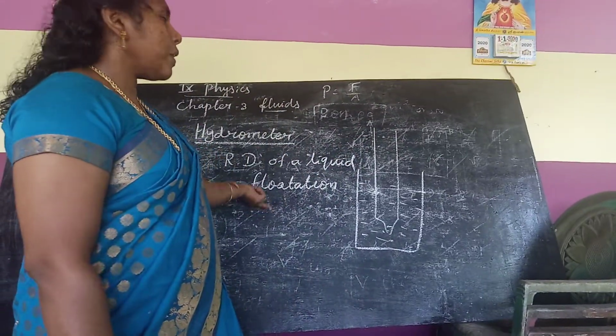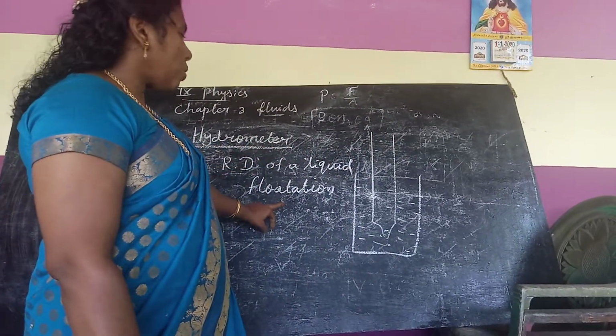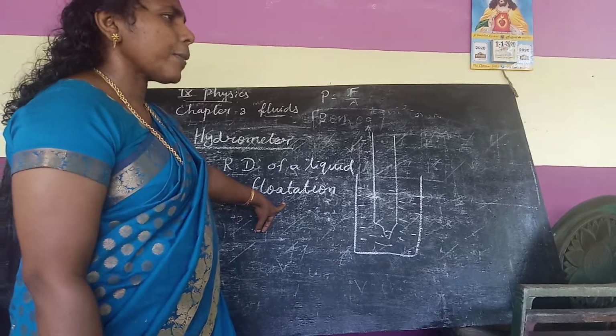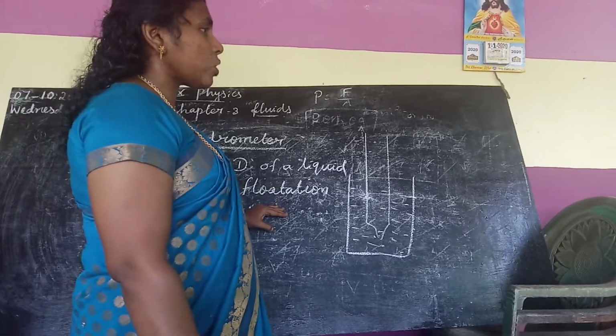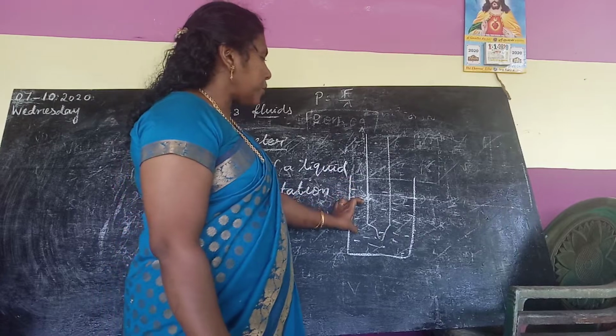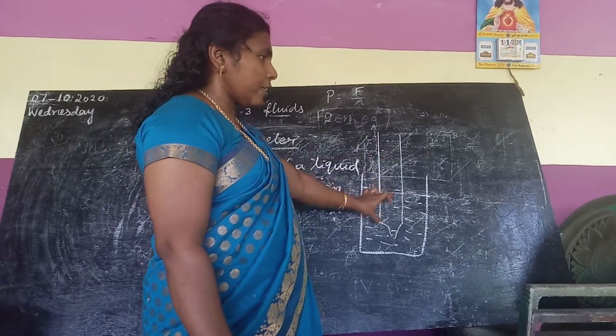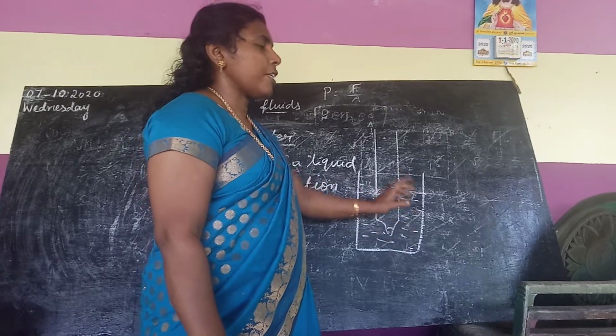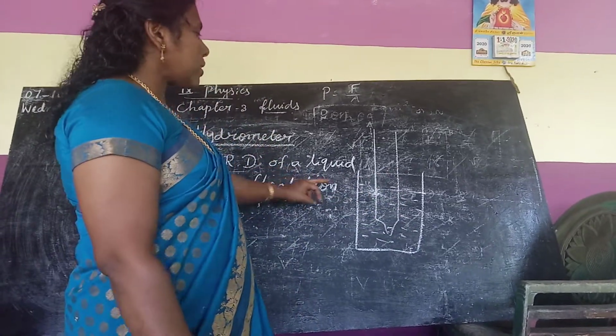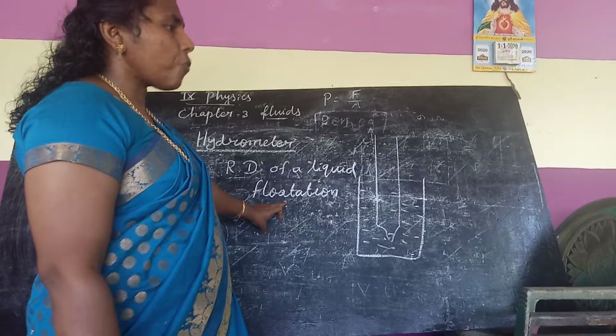So which principle is used for the hydrometer? The flotation principle. What is flotation? Flotation means the weight of the liquid displaced, in which the hydrometer is immersed, is equal to the weight of the hydrometer. So this is the principle used in flotation.